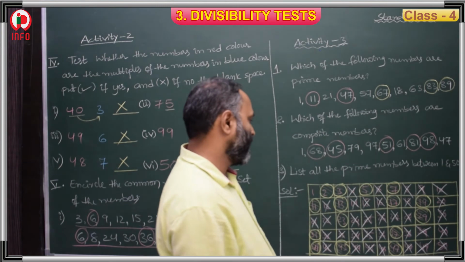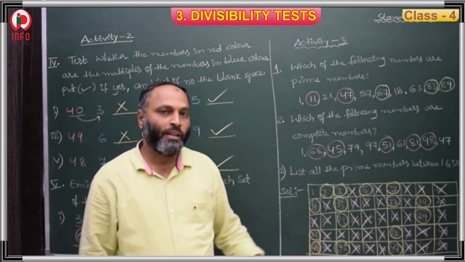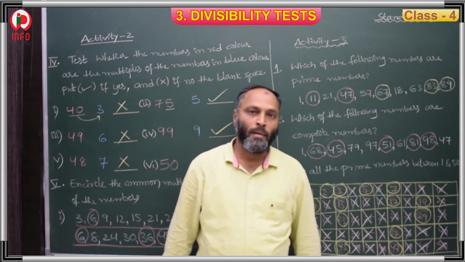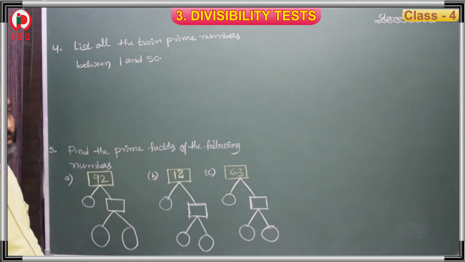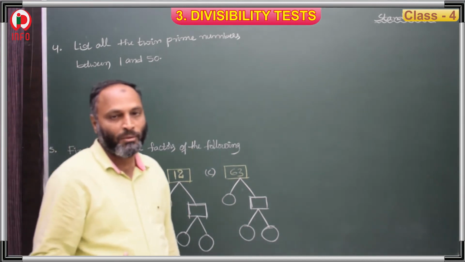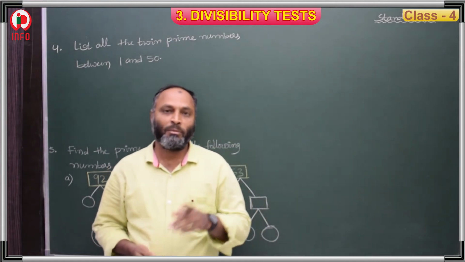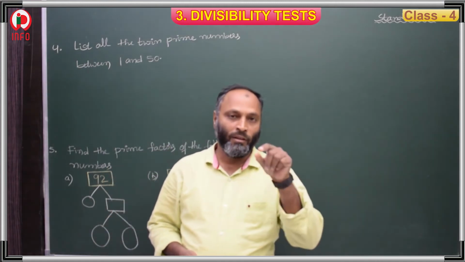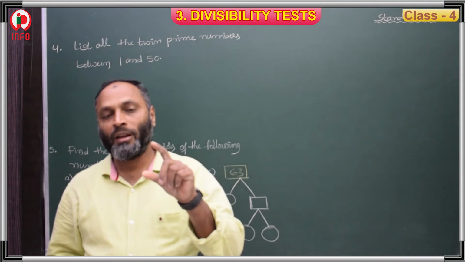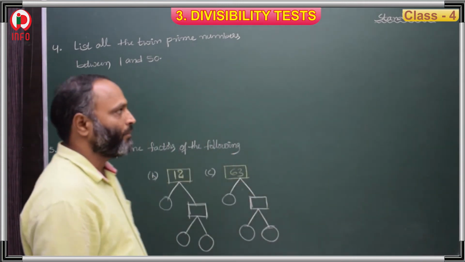Okay. So like this we have to find the prime numbers from 1 to 50. Now, list all twin prime numbers between 1 to 50. What are twin prime numbers? Twin prime numbers are prime numbers which have one composite number between them.